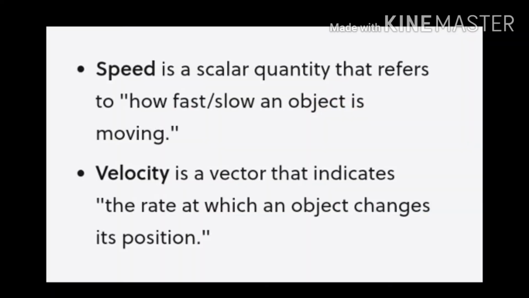Before introducing more problems about velocity itself, let's introduce the distinction between speed and velocity, as most people generally confuse them. So here we start with what is speed and what is velocity. Our first one is speed. Speed is a scalar quantity that refers to how fast or slow an object is moving. And the second one is velocity. Velocity is a vector that indicates the rate at which an object changes its position. So these are the simple definitions of speed and velocity.